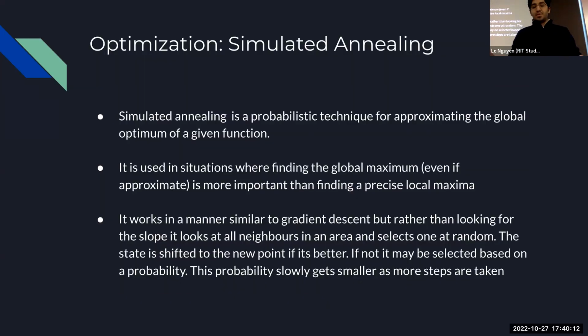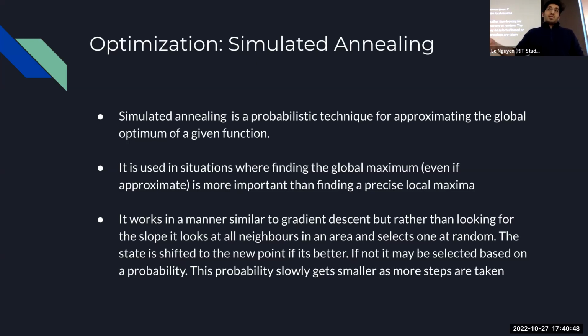And then the third model and last one we'll be talking about today is simulated annealing. It's a probabilistic technique of approximating a global optimum for a given function. This is specifically used in situations where you need to find the best possible weight area rather than a precise minima or maxima. This works in a manner similar to gradient descent, except rather than looking for a slope, you look at an area at once, and you select a point within that area at random.